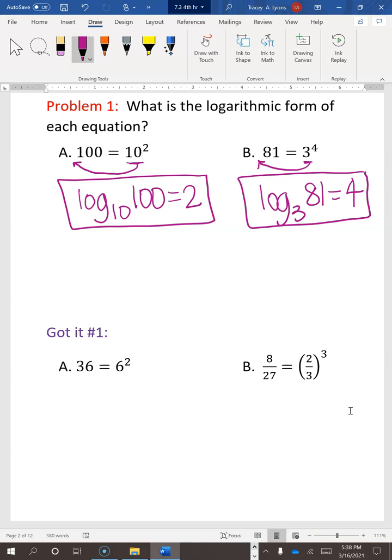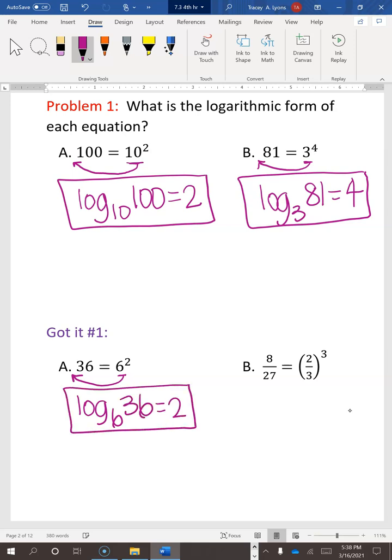Let's pause the video now and practice got it number 1, A, B, and C. The base of the number becomes the base of the log. So log base 6 of 36 equals 2. Part B, 8/27 equals 2/3 cubed. The base of the number becomes the base of the log. So log base 2/3 of 8/27 equals 3.